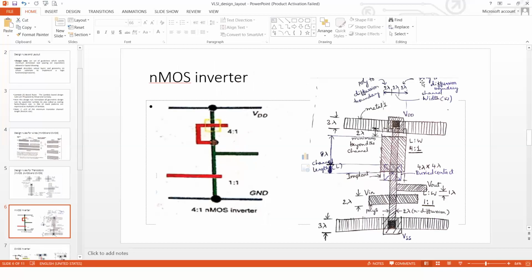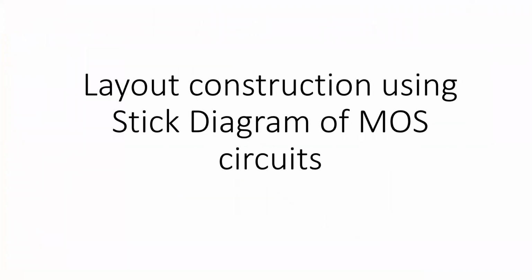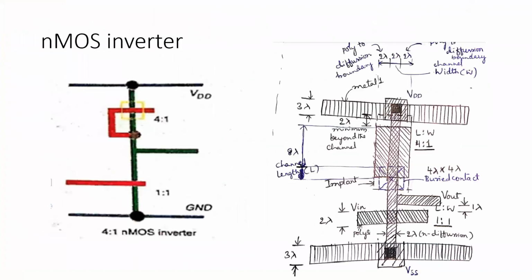The first circuit, or the stick diagram, which I'm going to consider here is the NMOS inverter. On the left hand side we have the stick diagram for the NMOS inverter which we discussed in the previous session, and one can observe there that the length to width ratio is 4:1 for the depletion mode MOSFET, and the length to width ratio for the enhancement mode NMOS transistor is 1:1.